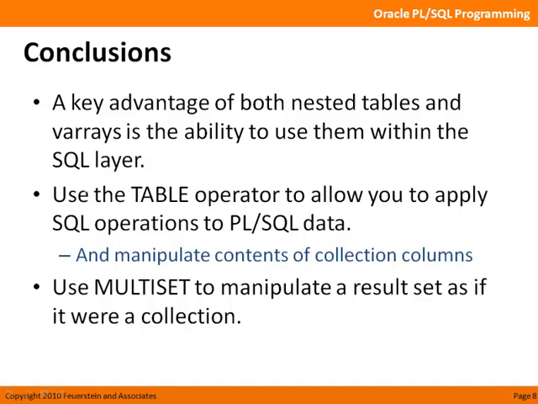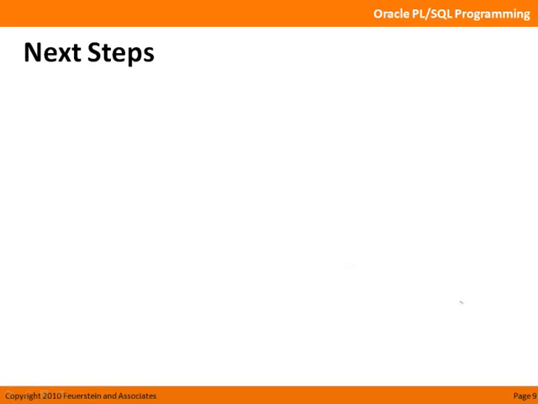And then, if need be, you can use multiset to manipulate the contents of a result set as if it were a collection. So in that case, you want to use the programmatic capabilities of traversing through a collection, making changes to elements in a collection. And so you get the data out as a query, convert it to a collection with multiset, and off you go. So these are tools that you can use to move between the formats that make the most sense to you and the specific requirements you have.